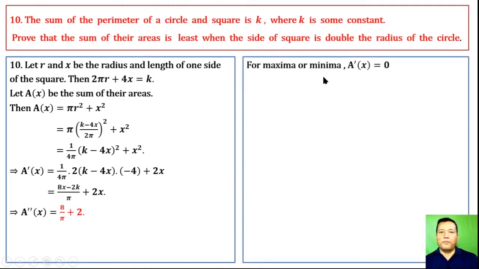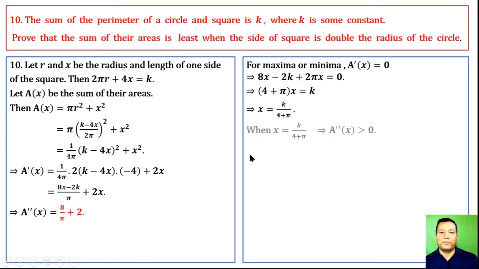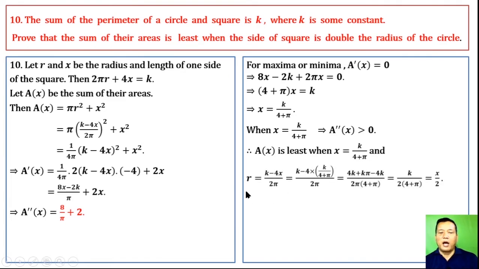For maxima or minima, A dash of x should be 0, and from this we have to solve x, that is k by 4 plus pi. When x is equal to k by 4 plus pi, A double dash of x should be greater than 0. Thus A of x is least when x is k by 4 plus pi, and r is k minus 4x by twice pi. x is replaced by its equivalent value, and solving we get x by 2.